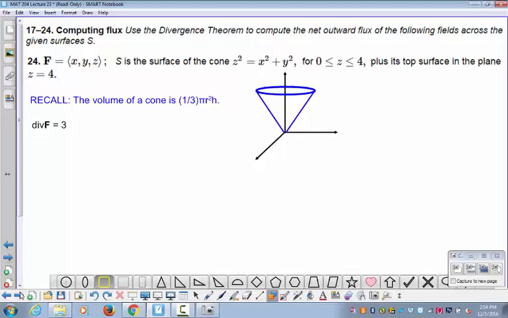So the volume of a cone, just remember, is 1/3 pi r squared h. Divergence is easy here. 1 plus 1 plus 1? 3. Times 17 divided by 17.